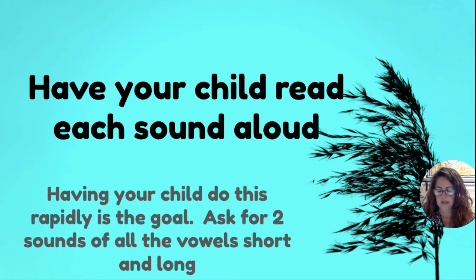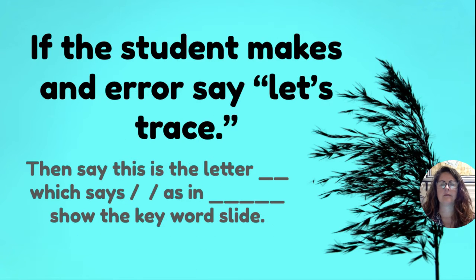If your child makes an error, you would say, "This is the letter A," which says "a," as in, and then you would show them the keyword slide, and for this letter it would be apple, and then you would have them trace a, apple, a 3 times on a textured surface. So they would go a, while looking at the letter.